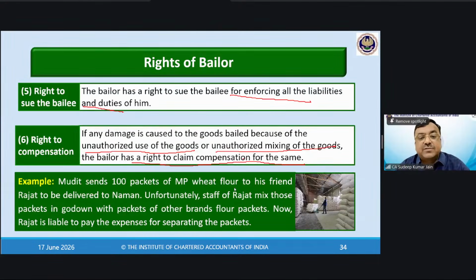Mudit sends 100 packets of MP wheat flour to his friend Rajat to be delivered to Naman. Unfortunately, the staff of Rajat mixes those packets in the godown with packets of other brands of flour. Now Rajat is liable to pay expenses for separating the packets. Mudit has given 100 packets of flour to his friend Rajat, saying please deliver it to Naman. But the staff of Rajat wrongly mixes those packets with his own packets. Now Rajat has to pay the compensation or all the expenses for separating the packets. Please read the example.